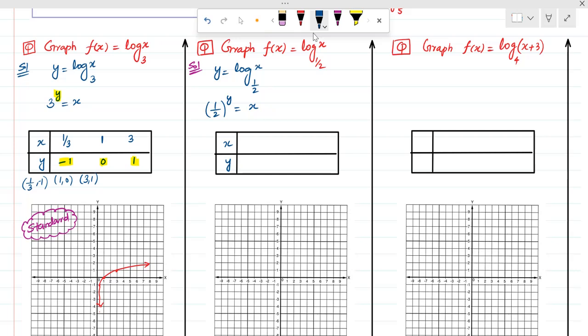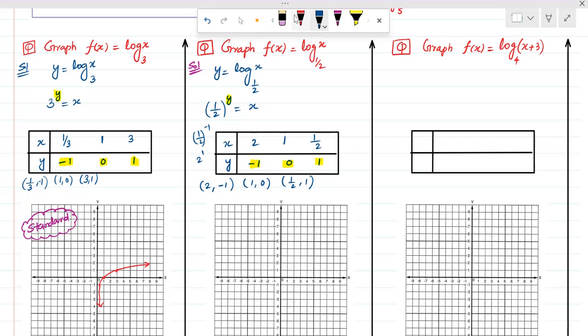Now I just substitute the values, the same rule: -1, 0 and 1 for y. Any power 0 is 1, so x is 1. When I substitute 1, you will get 1 over 2. When I substitute -1, 1 over 2 to the power -1, if you take the reciprocal, is 2 to the power 1, so it is 2. Now I have the coordinates: 2 comma -1, 1 comma 0, and 1 over 2 comma 1.